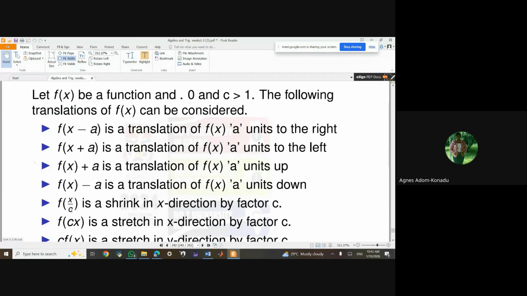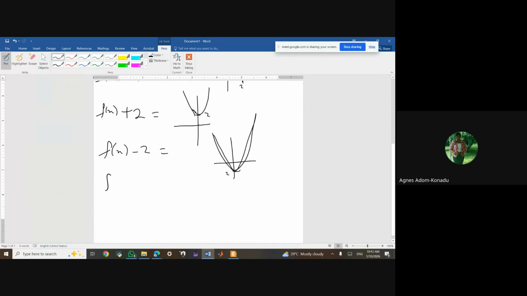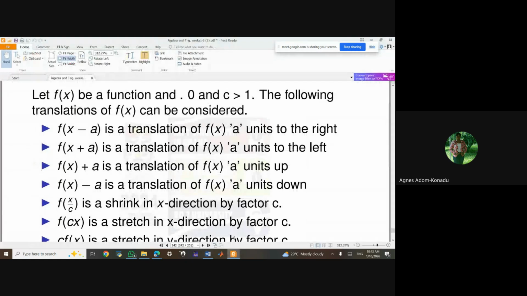And then f of x over 2, this will be a shrink in the x direction. So let's assume this is 2x, then I have f of x over 2. So this will be 2x over 2. So there will be a shrink. And then when I have c times x, then this will be a stretch. So it means that the function will stretch to expand.